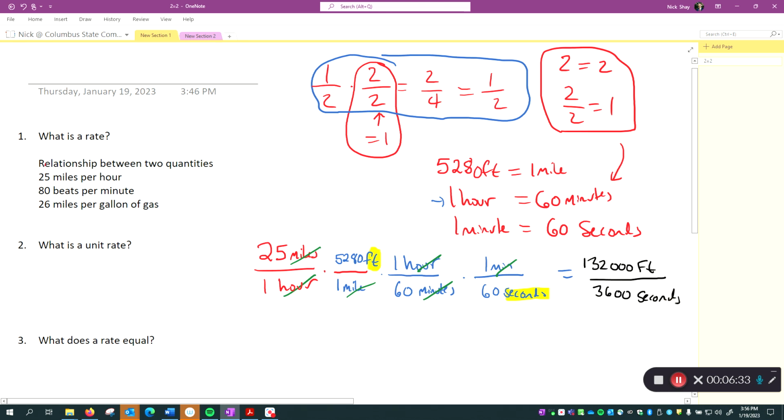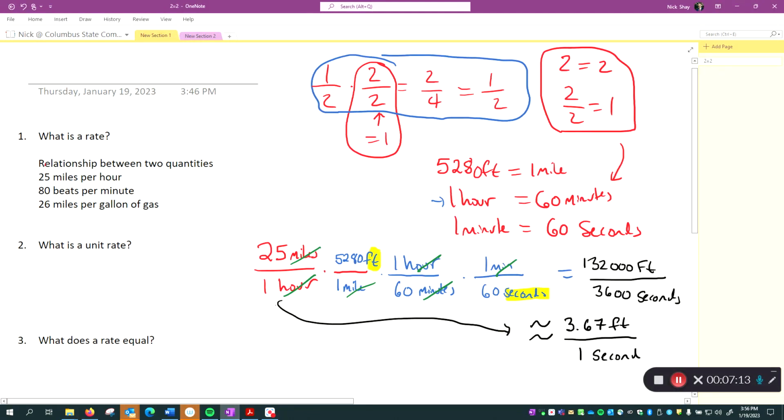Now you can see I have 132,000 feet per 3,600 seconds. We're going to divide that out to get a unit rate. 132,000 divided by 3,600 is going to give us about, we're going to have to round this. A really slick way to indicate rounding is to use these squiggly equal signs. That gives us an approximate 3.67 feet per 1 second.